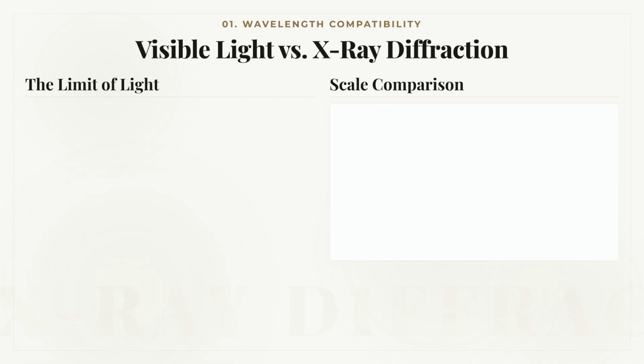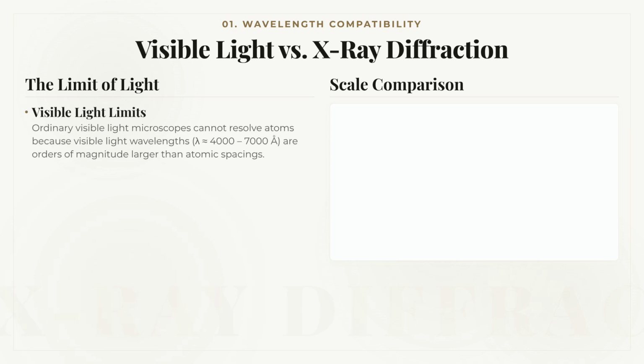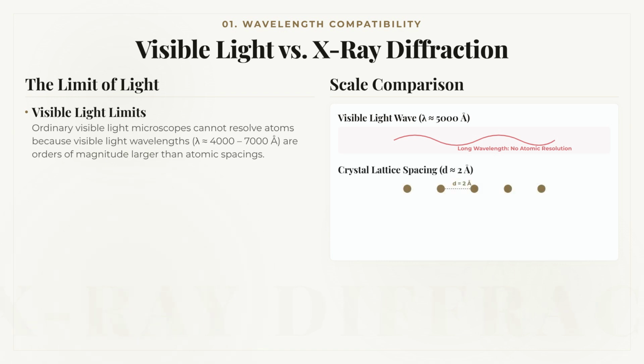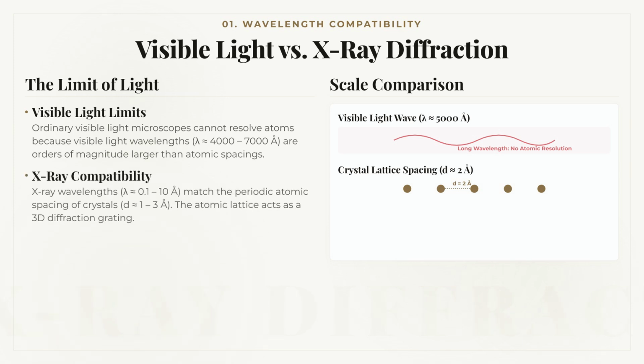The arrangement of atoms inside a crystal cannot be observed using ordinary visible light microscopes. The reason is that visible light has wavelengths ranging from about 4,000 to 7,000 angstroms, which are much larger than the spacing between atoms in a crystal. The distance between neighboring atoms in a crystal is usually of the order of 1 to a few angstroms. To observe such tiny distances, we need radiation whose wavelength is comparable to the interatomic spacing. This requirement is perfectly satisfied by X-rays.